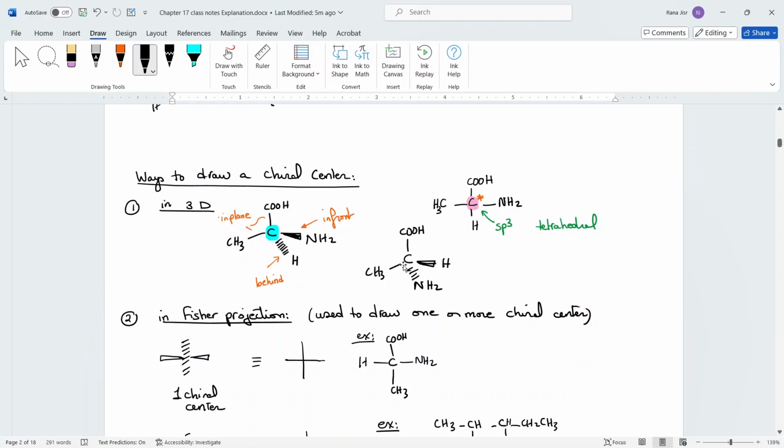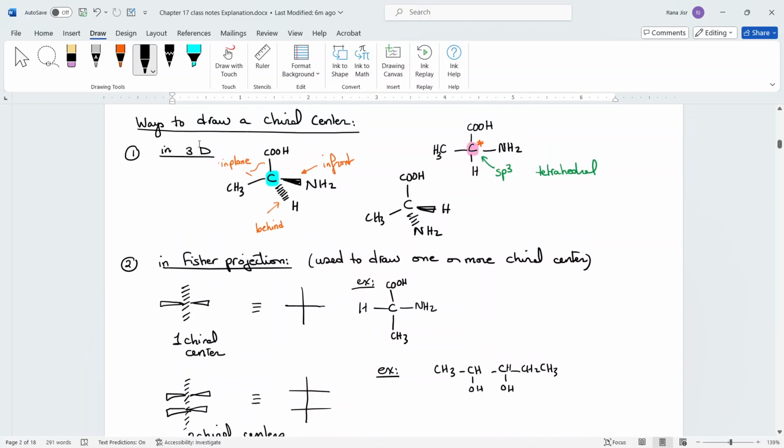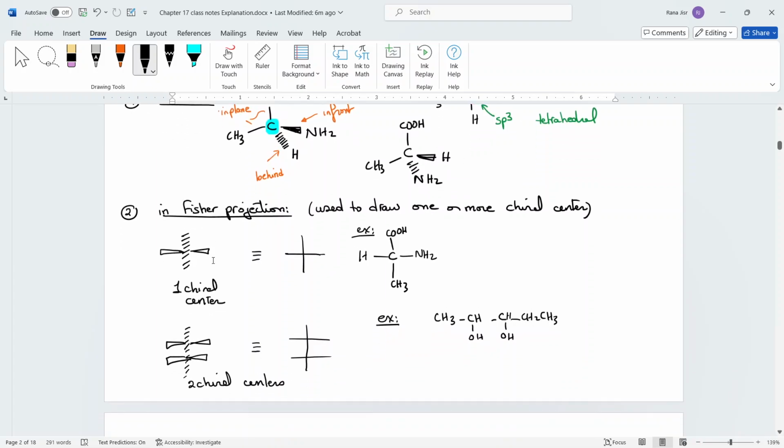Are these two the same? Well, connectivity-wise, they are the same. But the rotation around this carbon is different, which makes those two stereoisomers. Okay? So this is one way of drawing a structure with a chiral center. Another way, which we're going to use in carbohydrate representation, is the Fischer projection.